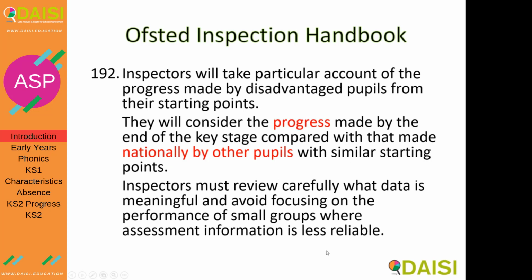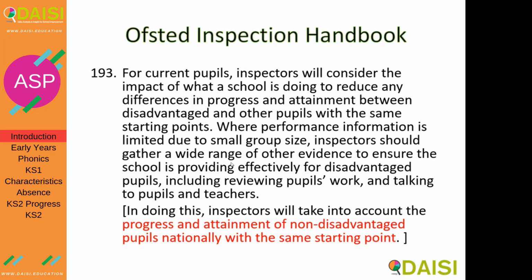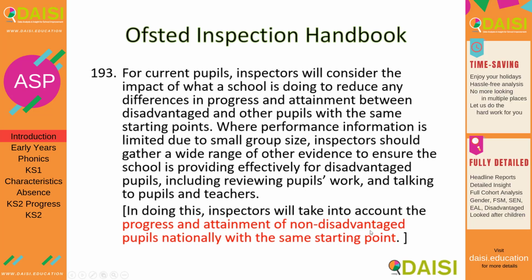For your disadvantaged pupils, inspectors will consider the progress made compared with that made nationally by other pupils. Now the term other pupils sounds a bit ill-defined. I prefer the previous version of the Ofsted Inspection Handbook where it actually made it explicit. In doing this, inspectors will take account of the progress and attainment of non-disadvantaged pupils nationally. So your disadvantaged pupils are being compared with the national non-disadvantaged. Surely that's not a fair measure. How can your disadvantaged pupils get up to the national non-disadvantaged or the national other?